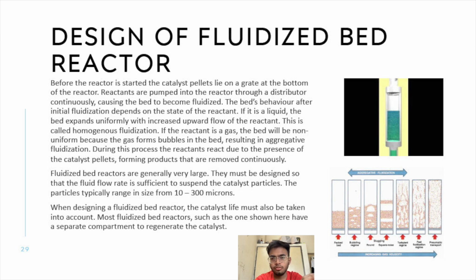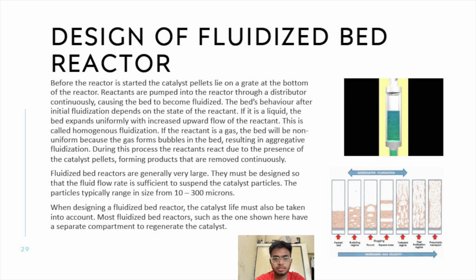And basically what we mean to say is that the reactant enters the reactor from the bottom zone and leaves from the upper zone, and in the middle it reacts with the catalysts, which are suspended in the fluid or the gas. Fluidized bed reactors are generally very large, and they must be designed so that the fluid flow rate is sufficient so that the catalyst particles remain suspended. The catalyst particle size typically ranges in diameter from 10 to 300 microns, which is very small.